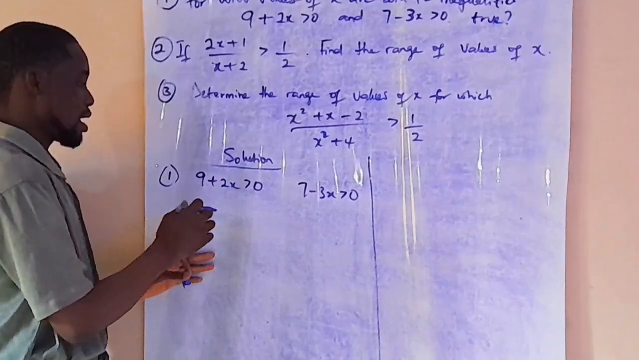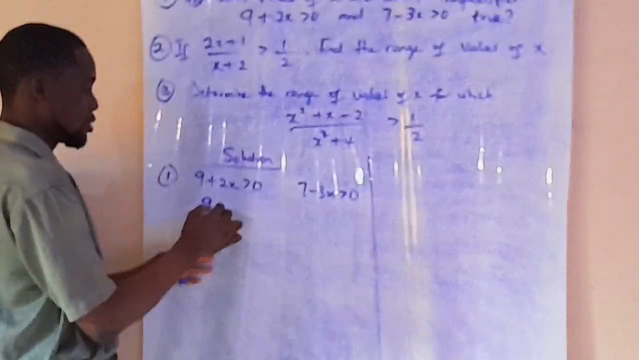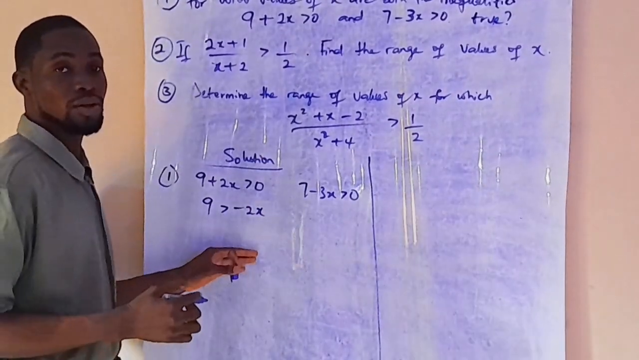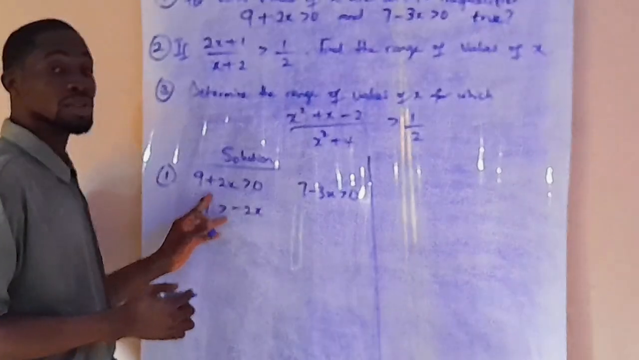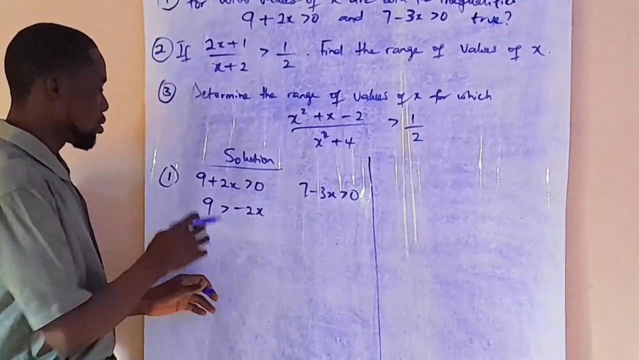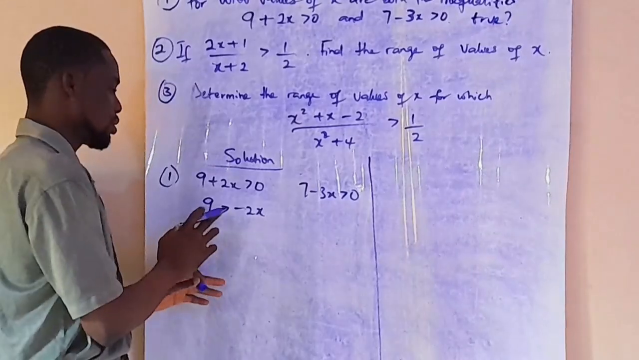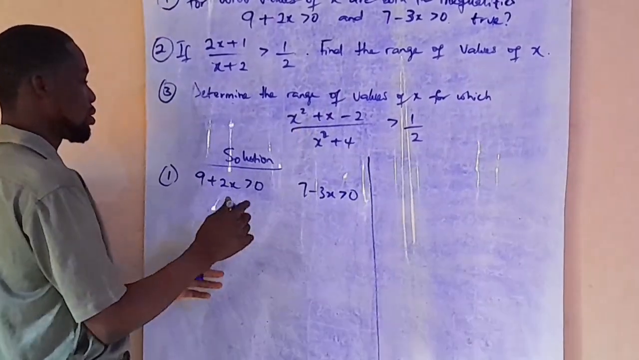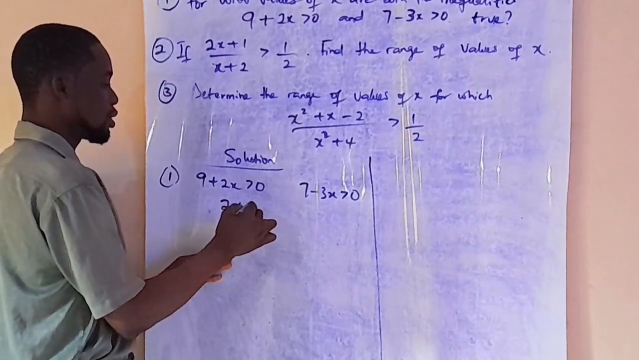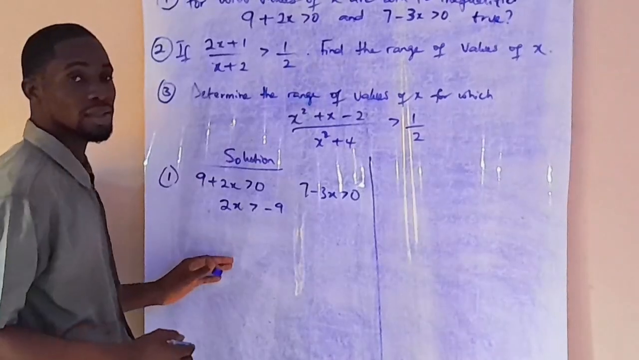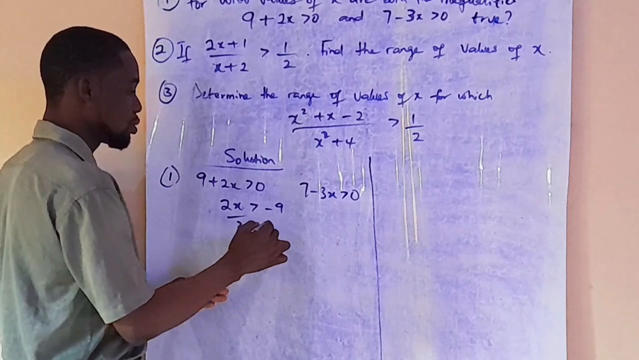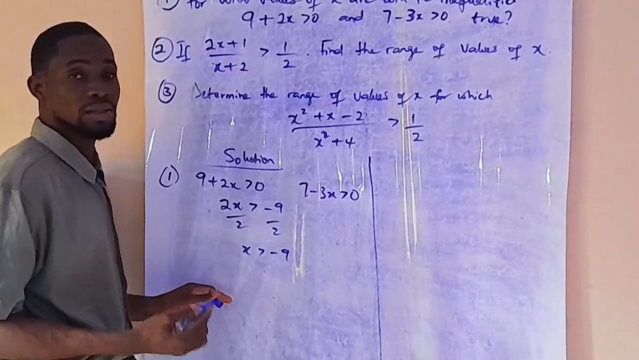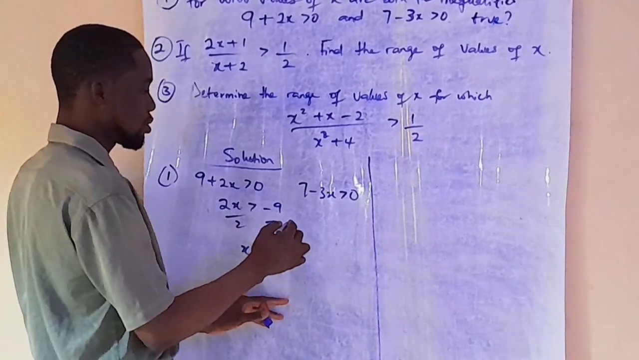Now at this point, I have 9 to be greater than minus 2x. Or you can take 9 to the right hand side, so let's make that easier for us. So I have 2x to be greater than minus 9. At this point, the value goes over by 2. My x is greater than minus 9. Simple.